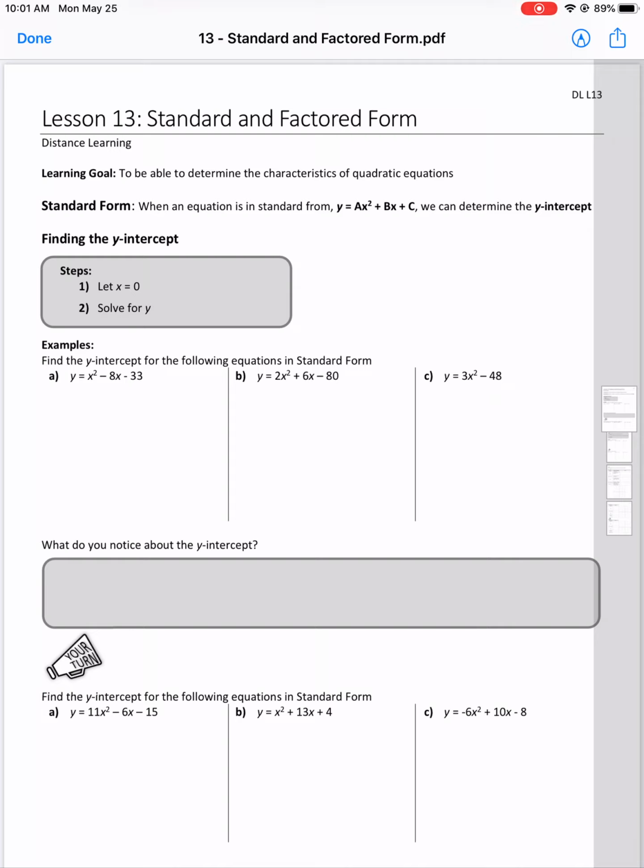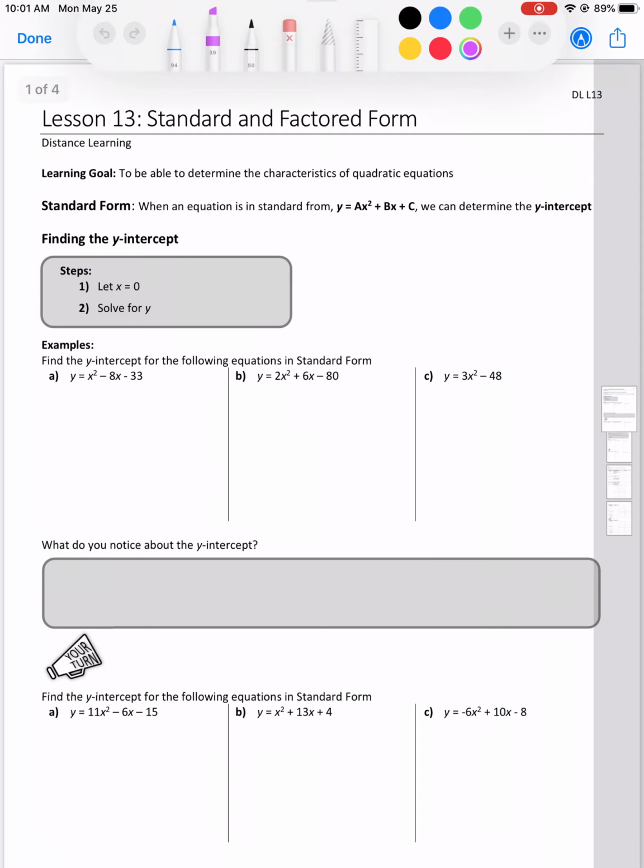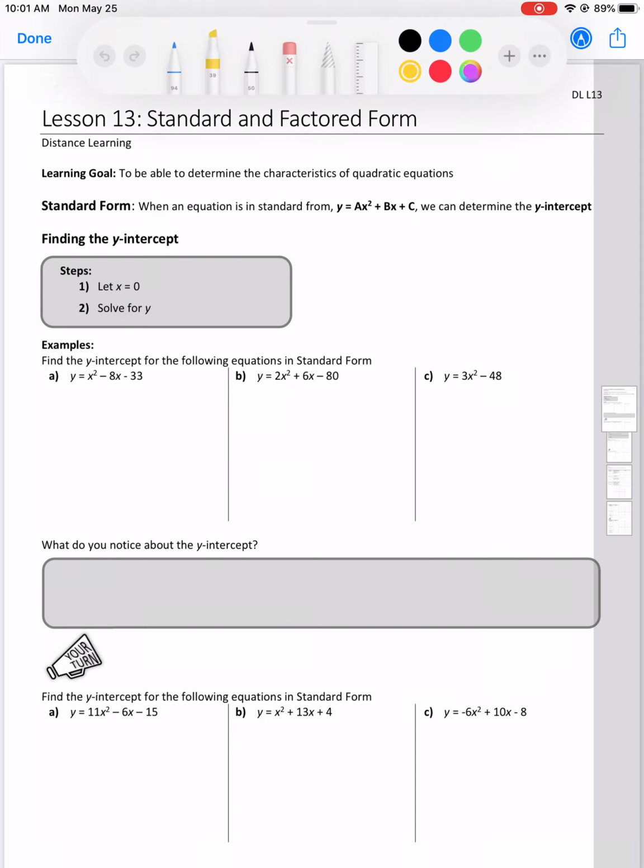Okay, so standard and factored form. We have done standard form. It looks like this. Standard form is this guy right here. We've already looked at this before. When our quadratic equations are in standard form, we're still going to be looking for our y-intercept and our x-intercepts like we did with linear. This time it's a curve, so we just have to find a couple of other things first.